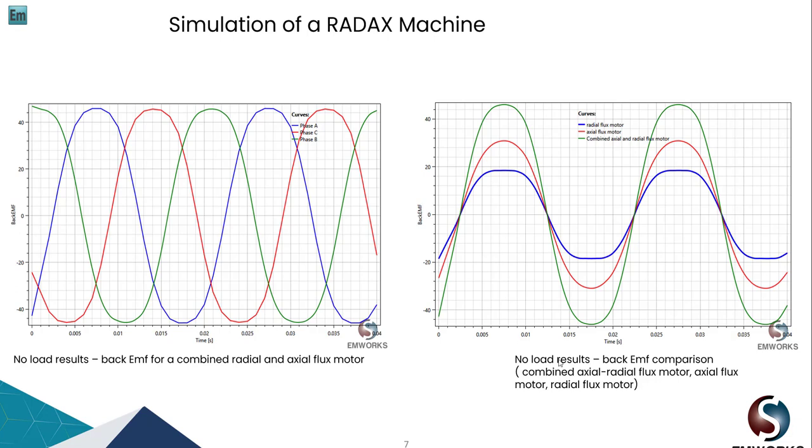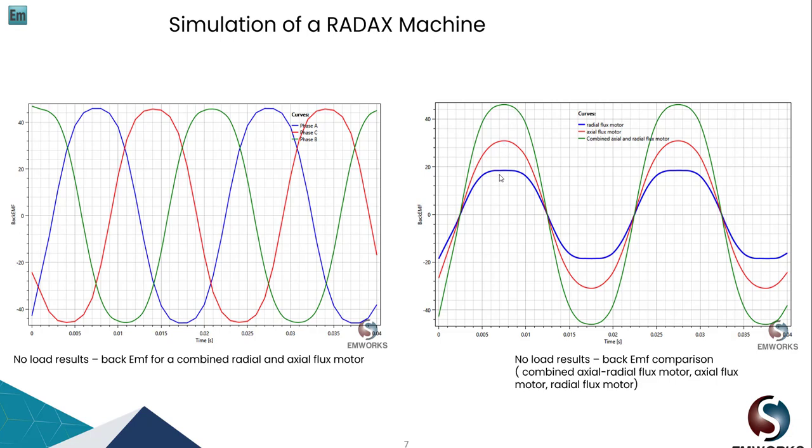Okay. So the blue is a classical radial flux motor or machine. This is the back EMF. The red is the axial flux machine, and the green is the radial axial flux machine, or the RADAX. As you can see here, the back EMF obtained by this new suggested radial axial machine is a lot higher than both of them.